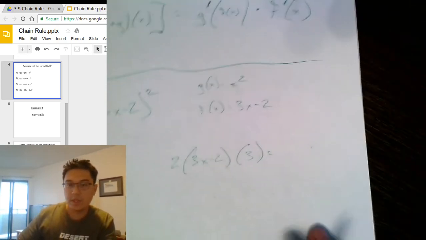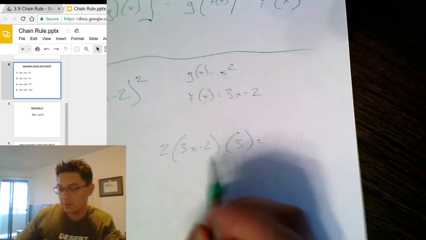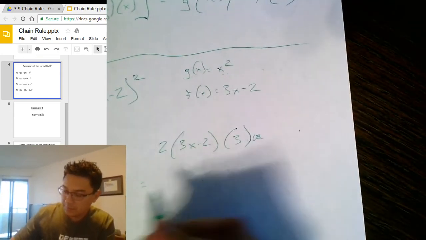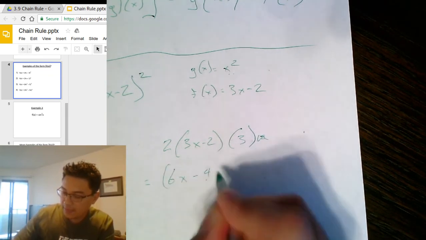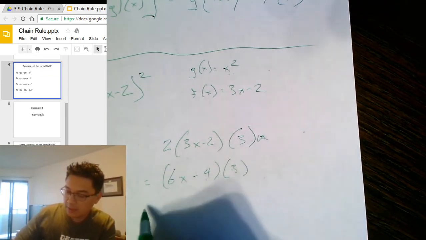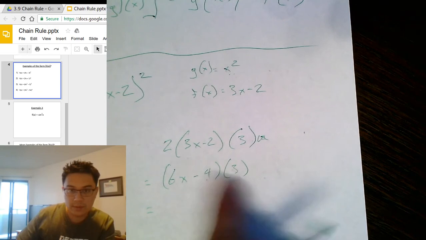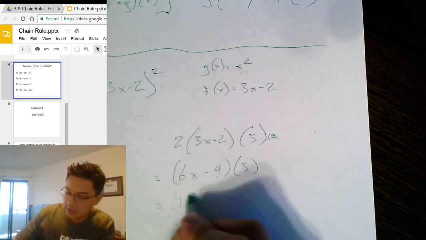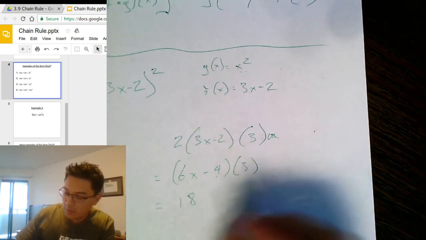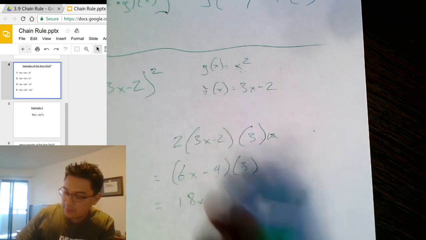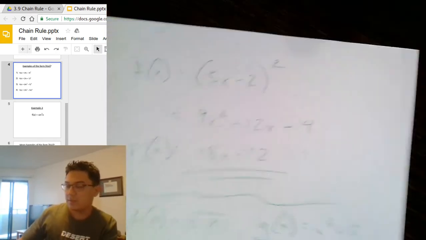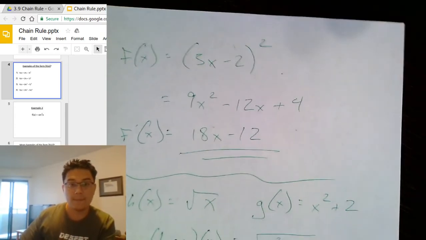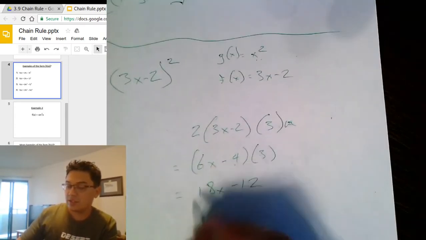So now if I multiply all of this together, we'll distribute through here, that'll give me 6x minus 4 times 3. And we'll distribute the 3 through. 3 times 6 is 18, so we get 18x. 3 times negative 4 is minus 12, so we get 18x minus 12, which matches our answer from before. Okay, so that is the chain rule.